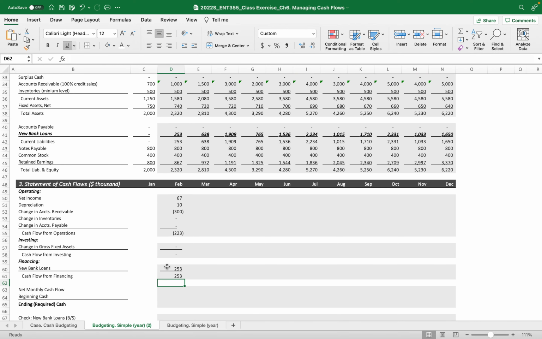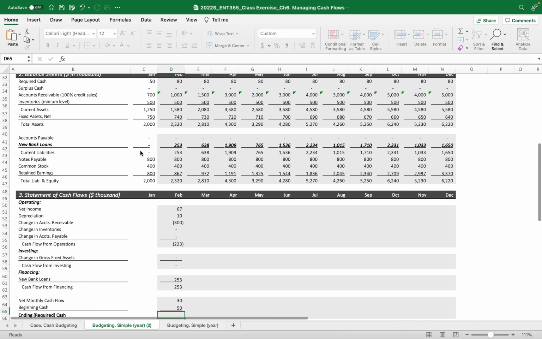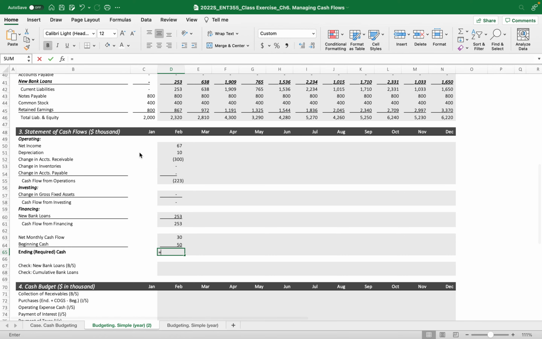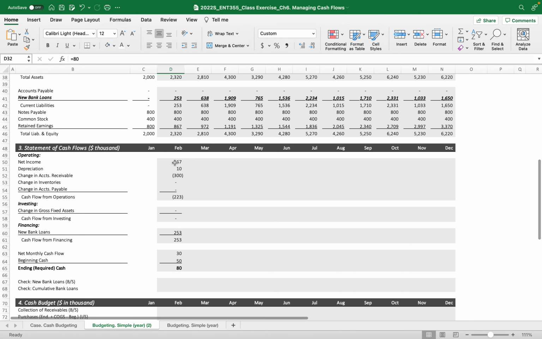And then net monthly cash flow, how to get it? We sum those three activities, and the net is 30. The beginning cash was 50. Then we get the ending balance, which is the required balance, 80, which is the same. This is just the backward calculation.